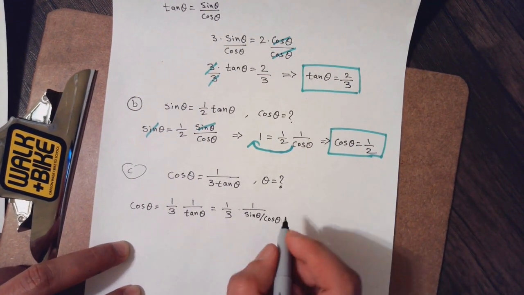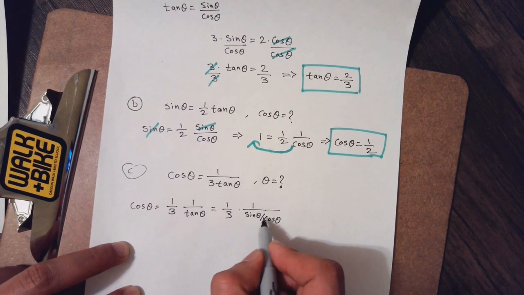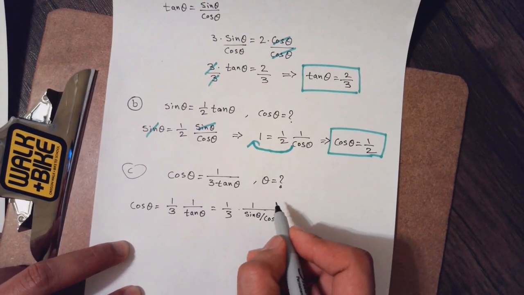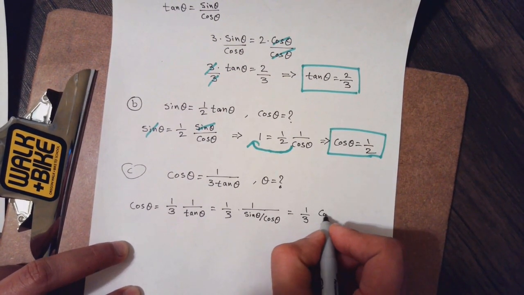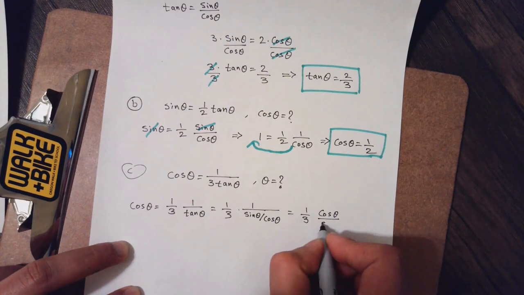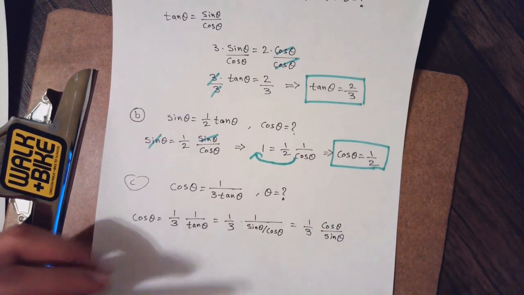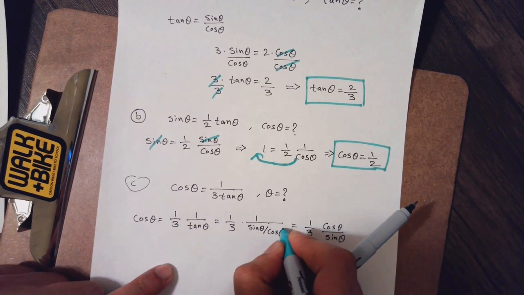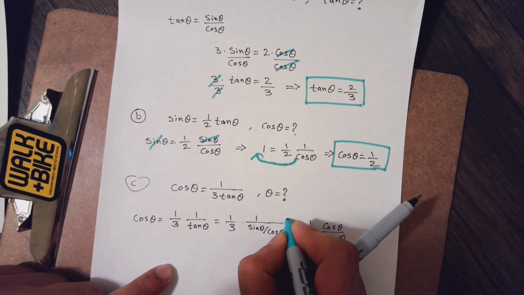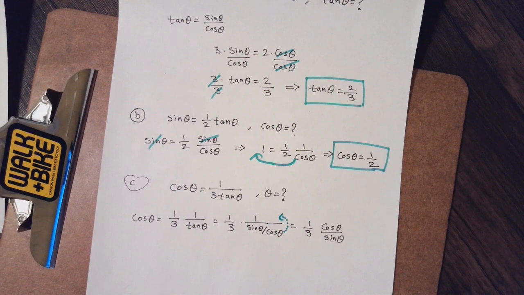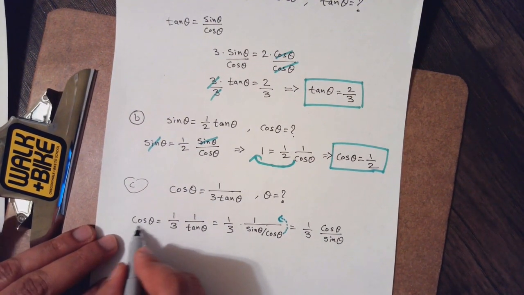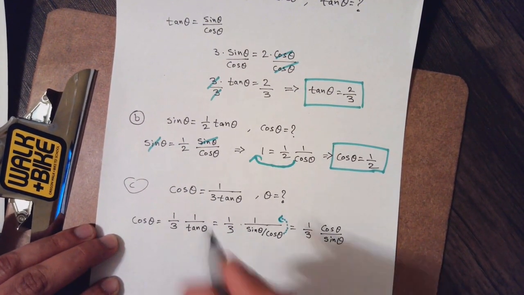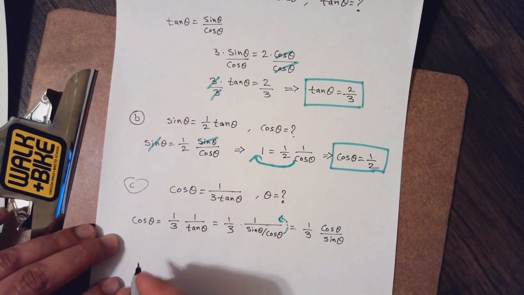And when you do that, this denominator in the denominator comes up into the numerator. So this becomes now 1 over 3 cosine theta divided by sine theta. Okay, hopefully you understood what I did. This is the denominator in the denominator, so this comes up, this becomes the numerator. Okay, remember algebra? Then you'd see, oh wait a minute, there's a cosine here and there's a cosine here. You could cancel those, right? You can divide by cosine theta.